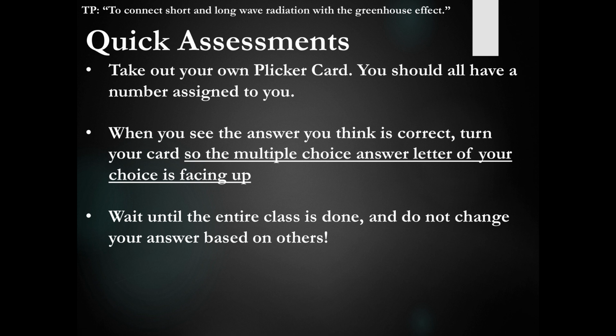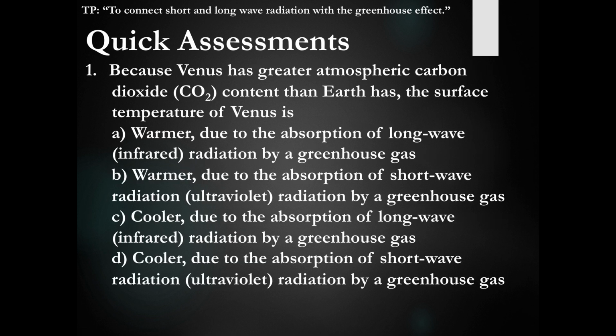Let's take 2 questions right now. First question says, because Venus has greater atmospheric carbon dioxide (CO2) content than the Earth has, the surface temperature of Venus is: A, warmer due to the absorption of long-wave infrared radiation by a greenhouse gas. B, warmer due to the absorption of short-wave radiation, UV radiation, by a greenhouse gas. C, cooler due to the absorption of long-wave infrared radiation by a greenhouse gas. Or D, cooler due to the absorption of short-wave radiation, UV light, by a greenhouse gas.